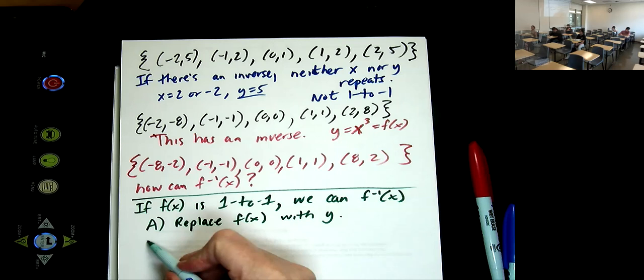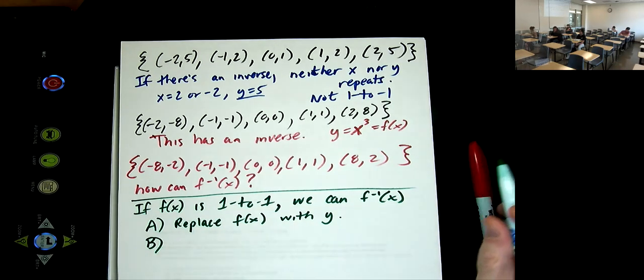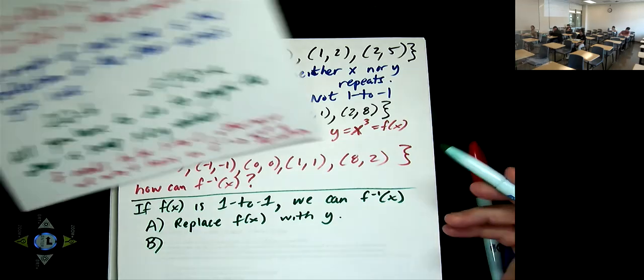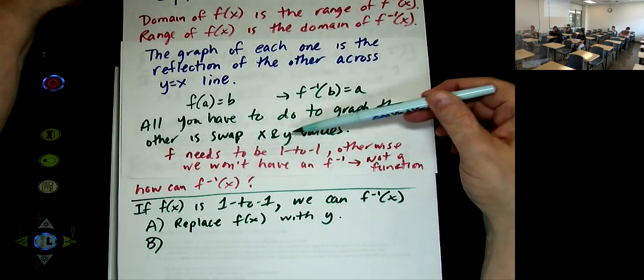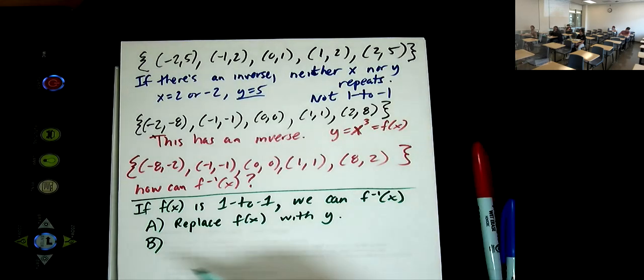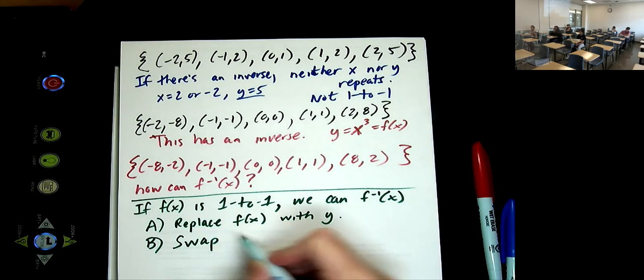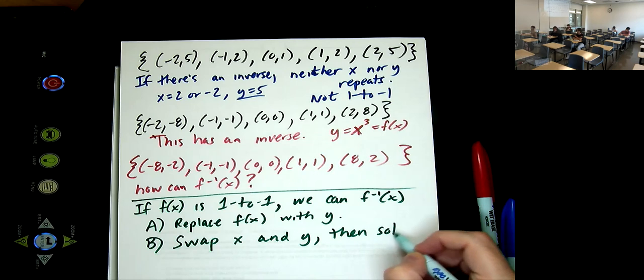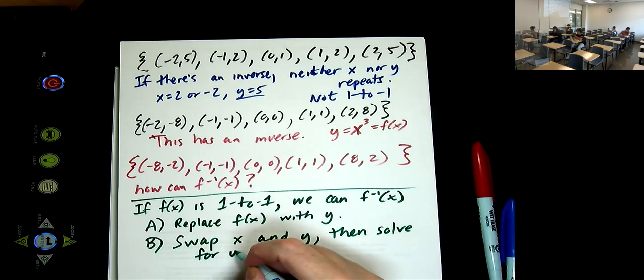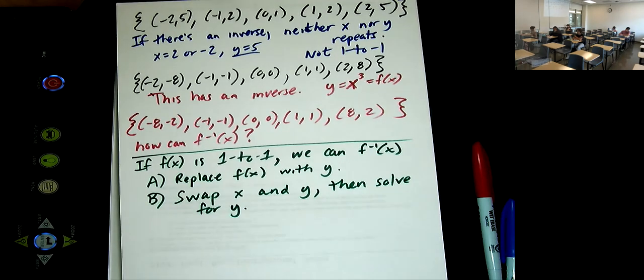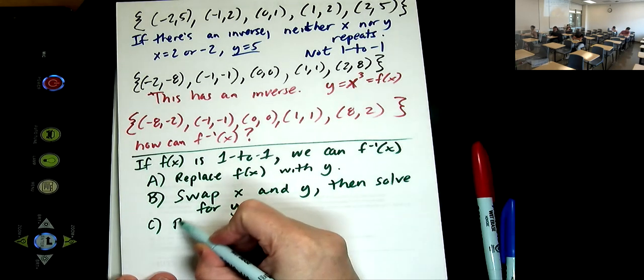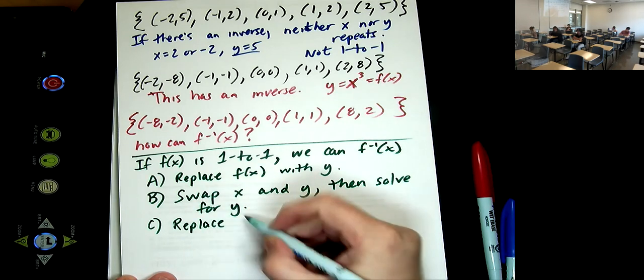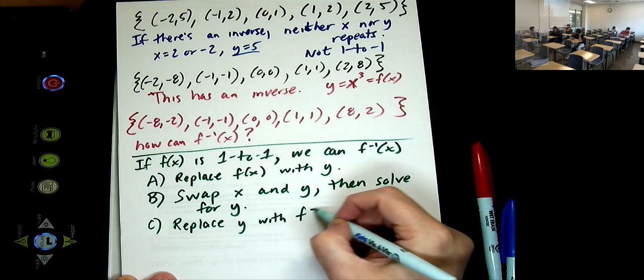Then the magic operation, which I actually mentioned just a second ago: all you have to do is swap X and Y. That's what we're gonna do. Swap X and Y. Then solve for the new Y. Finally, replace Y with f inverse of X.